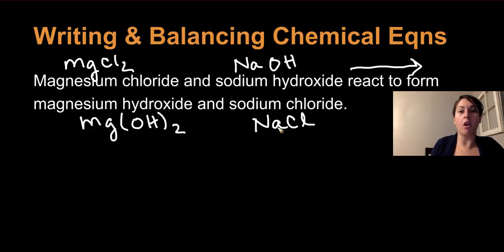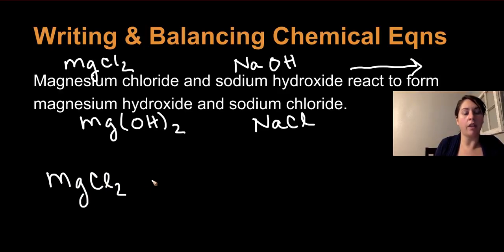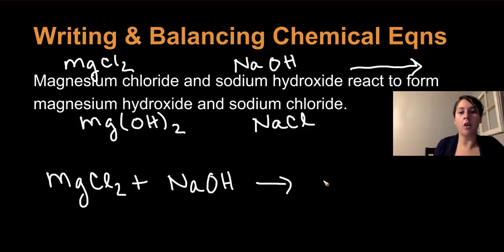Now I want to put all of that information into my equation. So I'm going to have MgCl2. Now the things that we start with are reactants, so they're going to go on the left-hand side, plus NaOH, and I leave a little bit of room there for me. Okay, my arrow, and now I'm going to do Mg(OH)2, 2 on the outside, plus NaCl.